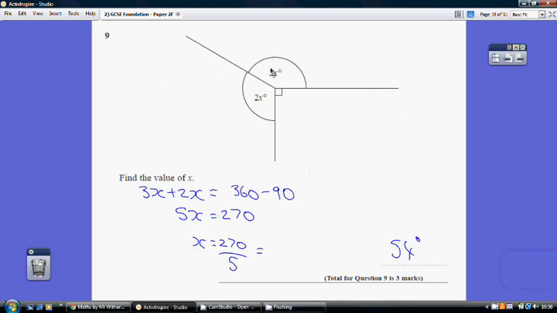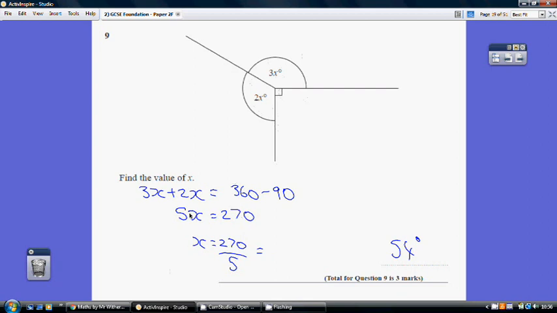Question 9. Well, the angles about a point, the angles all the way around in a circle add up to 360 degrees. Now we've got 90 degrees here, so 360 take away 90 degrees is 270. So this 2x and the 3x combined have to equal 270 degrees. So that's 5x equaling 270 degrees.